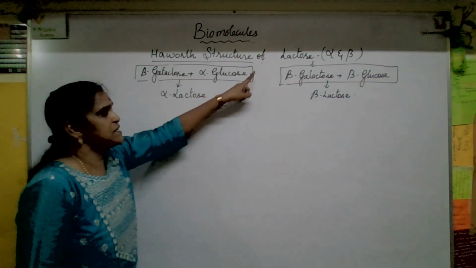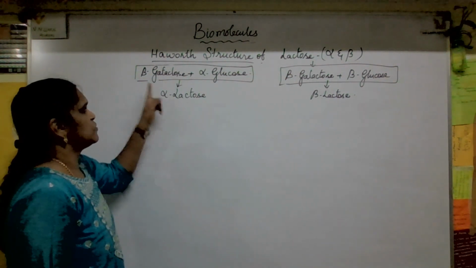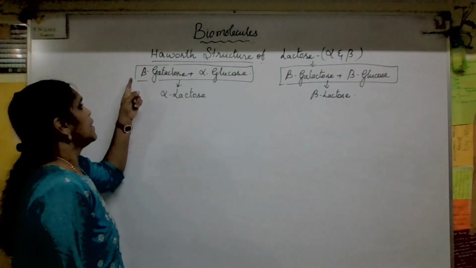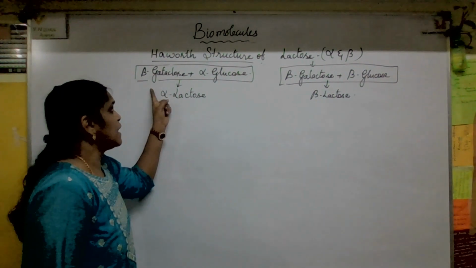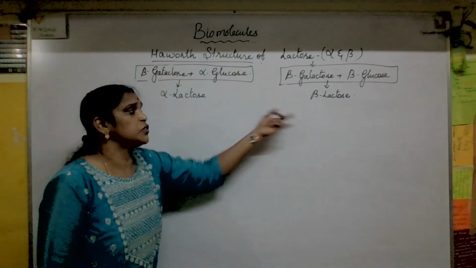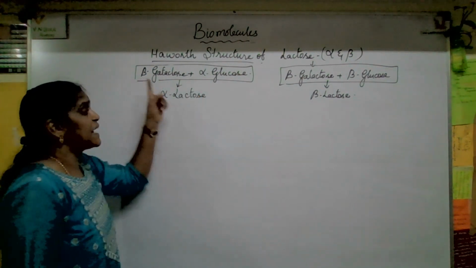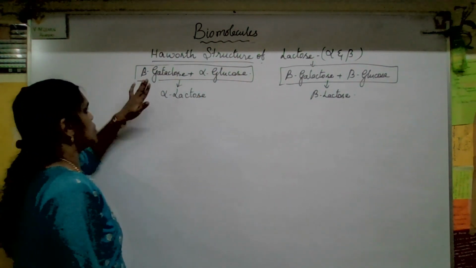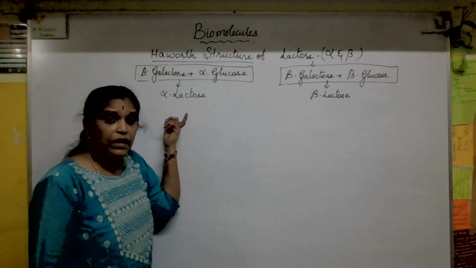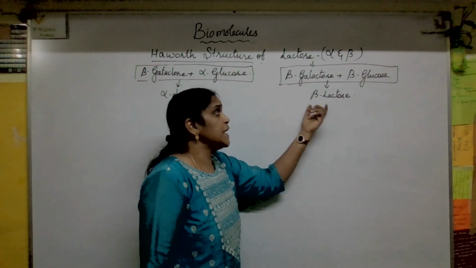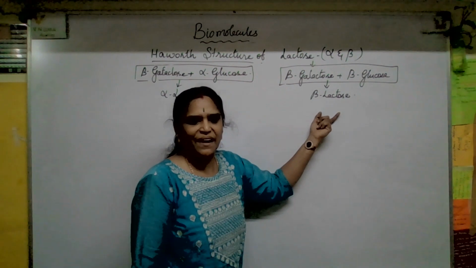Okay, now what is it? Lactose, alpha and beta, we will see. Alpha lactose is the combination of monosaccharides beta galactose plus alpha glucose. Beta galactose is common for both, whether it is alpha lactose or beta lactose. Beta galactose is common. So beta galactose plus alpha glucose gives alpha lactose. The same way, beta galactose plus beta glucose gives beta lactose.